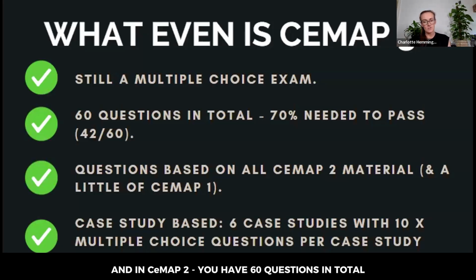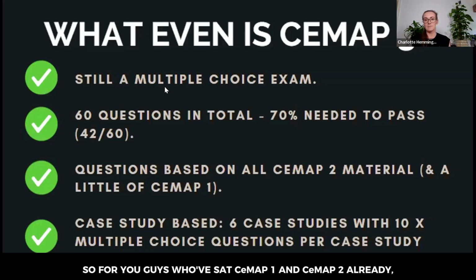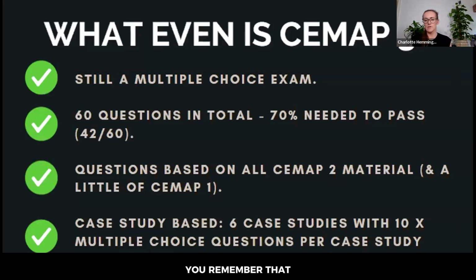You have 60 questions in total, so it's not 100 like CeMAP 1 and 2, it's 60, and it's a 70% pass mark overall. So for you guys who've sat CeMAP 1 and CeMAP 2 already, you'll remember that you have to get 70% in each unit of the exam to pass it in full. It doesn't work like that in CeMAP 3. You have to get 42 out of 60 in total to pass the whole thing.